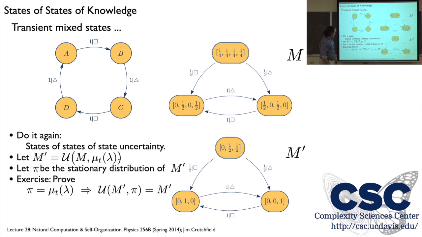Okay, and in that case, you can calculate this machine M prime, which actually is isomorphic to the original thing. So it's very interesting. 2 applications of this bring us back to the same model. It doesn't happen all the time, but there are certain conditions when it does happen, like, for example, starting the mixed state as pi.